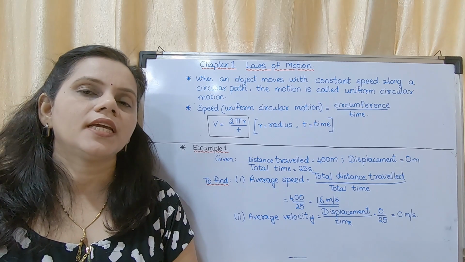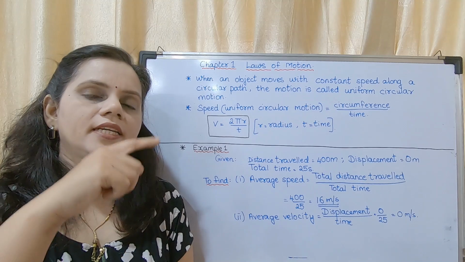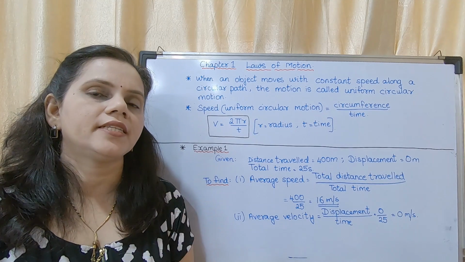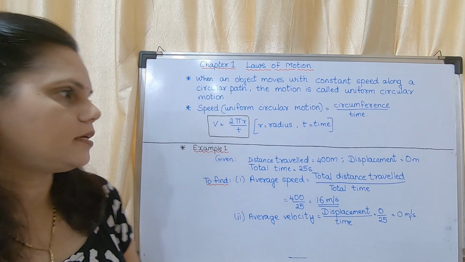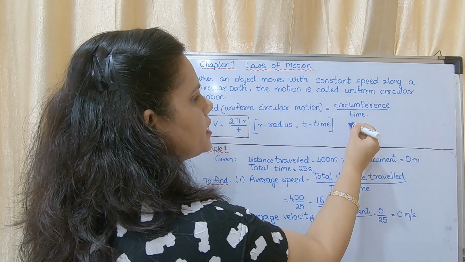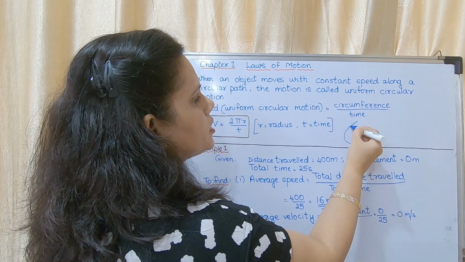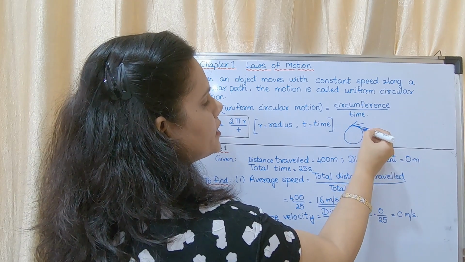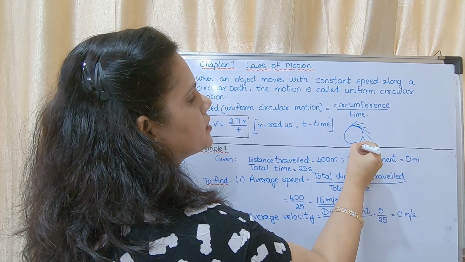Okay, so in case of any object which is moving in a circle, it is continuously changing its direction. That means when it is moving in a circle, here the direction is like this. Okay, the direction is continuously changing. This is the direction, this is the direction.